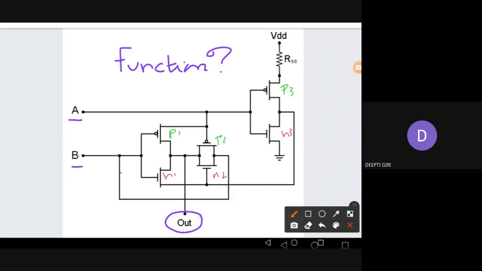You look at the top level. This is an inverter. You can see this is a NOT gate or inverter, right? So the input is A, so the output is A bar. Now you're looking at the block level, the top-level inverter.